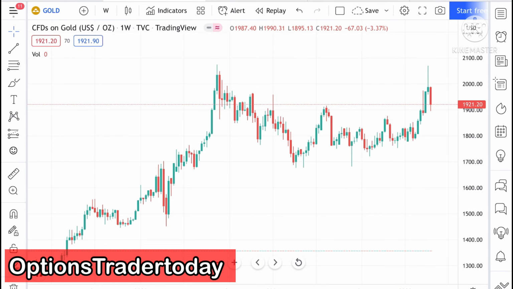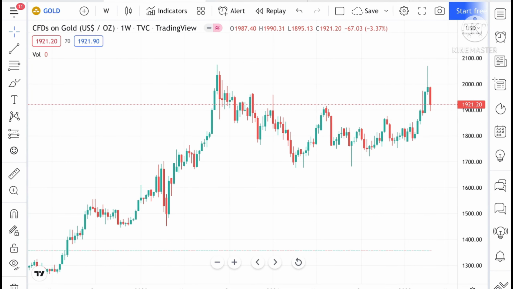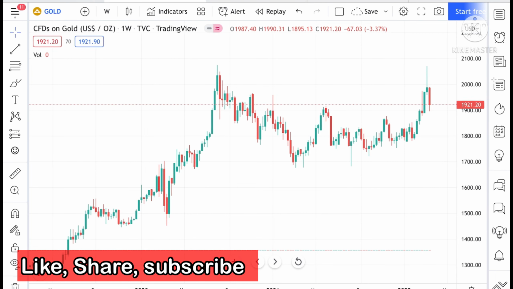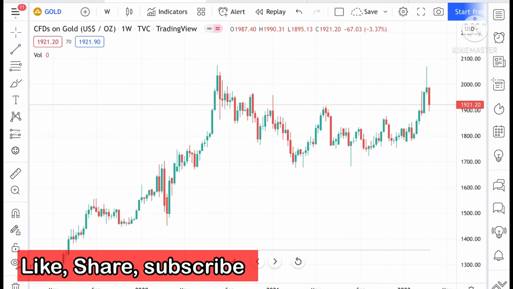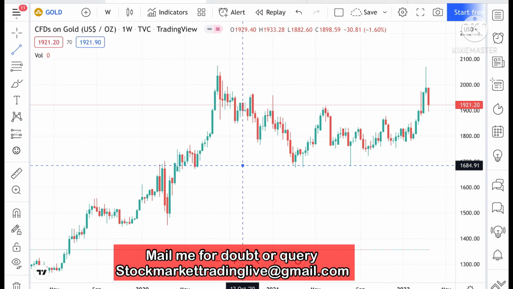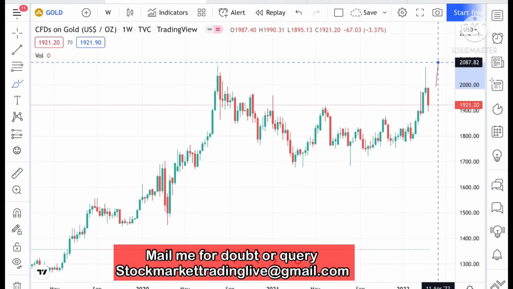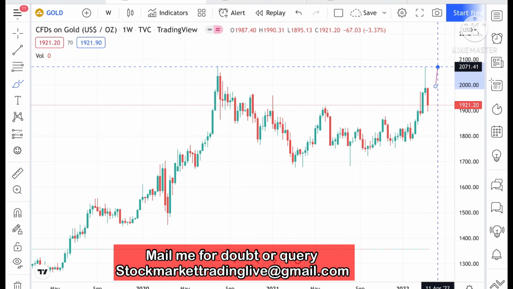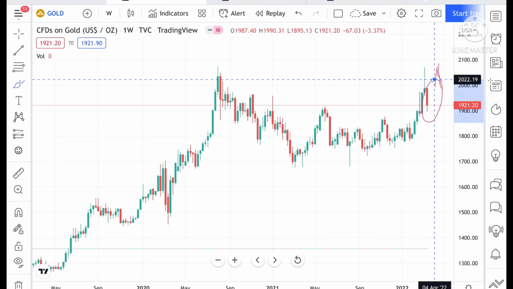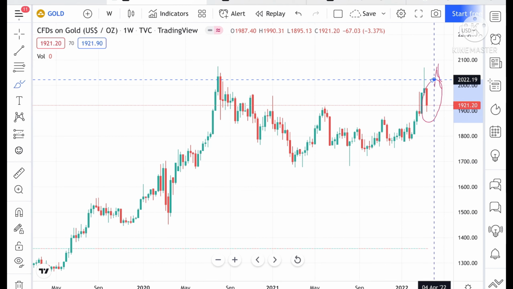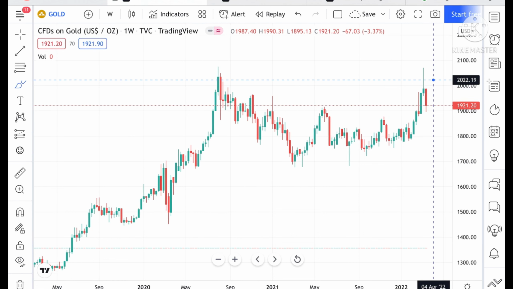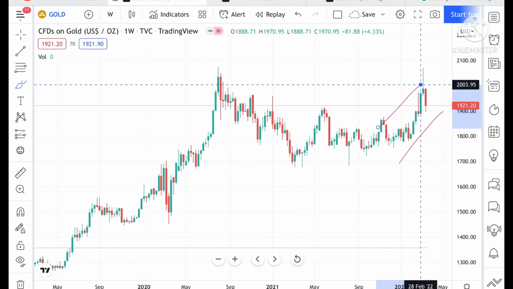So today in this video I will tell you how the price of gold has moved in the last week and how the price of gold can move in the next week. If you look at the chart of gold, we can see that the price of gold has moved continuously down after touching a high of around 2071, and after that a continuous red candle has formed. So now, what will tell us where the trend is moving?